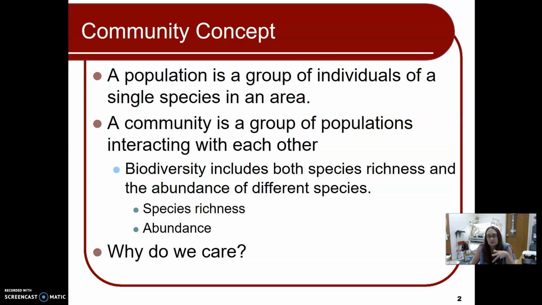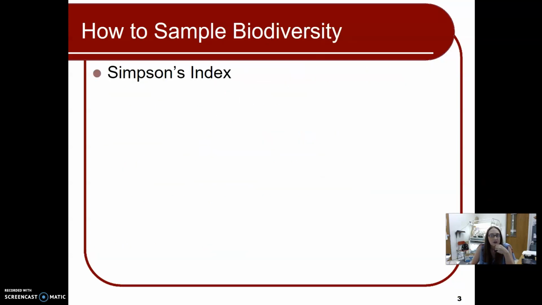So, why do we care? The higher the level of biodiversity, the healthier the ecosystem is. The better able to function that ecosystem is. So, how do you measure biodiversity? Well, we came up with the Simpson's Index. And that is a really scary looking equation, isn't it? So, we're going to break this down, and it's not going to be so scary. Promise. I'm not a math person. D stands for diversity. Okay, we can do this.